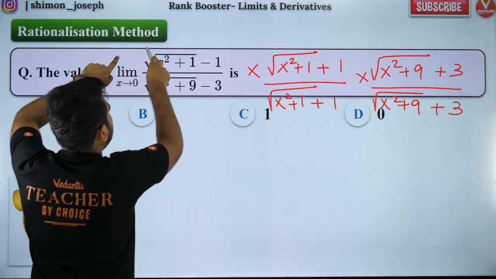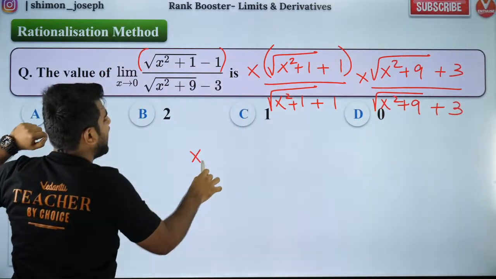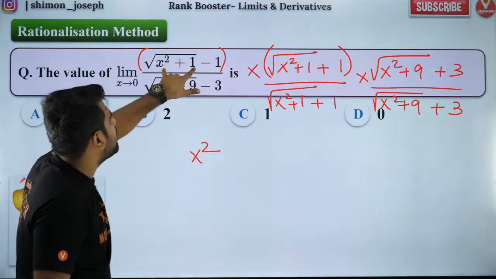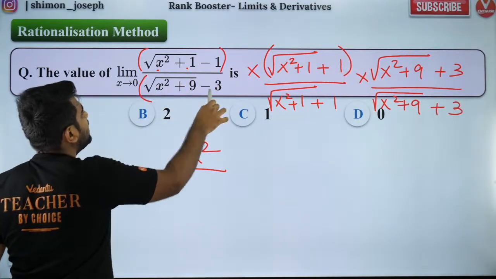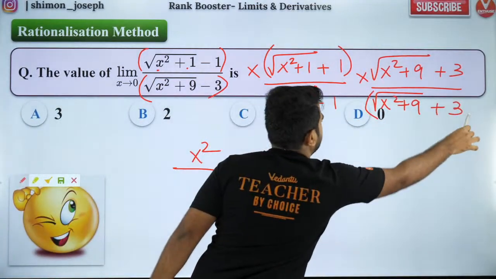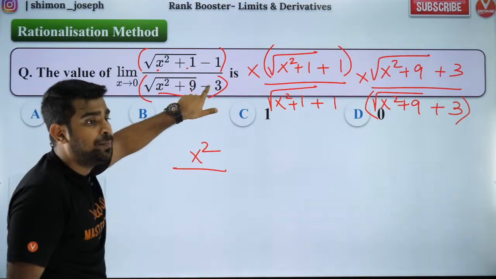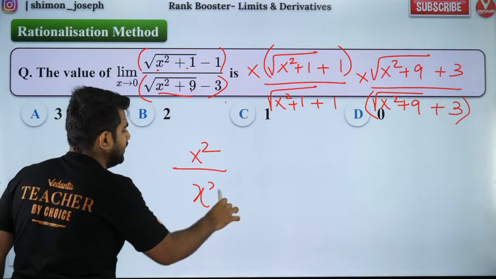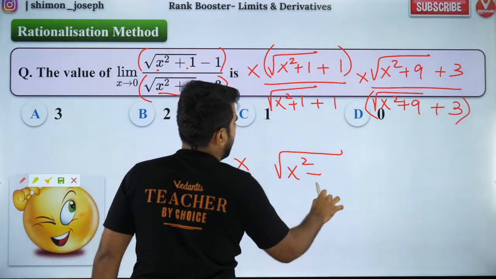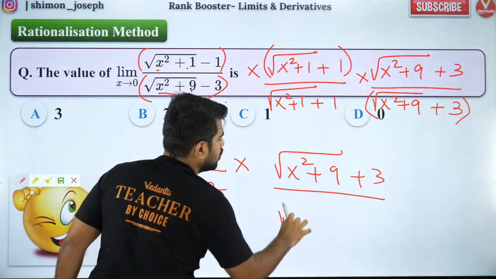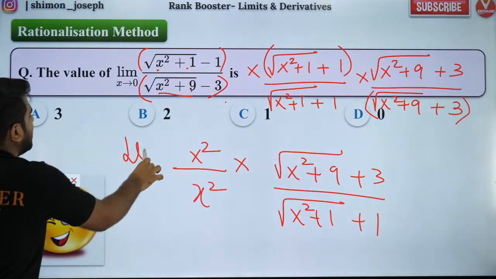The numerator will become what? A minus b into a plus b, which will be a square minus b square. So it will be x square only, because x square plus 1 minus 1 square, so 1 and 1 will get cancelled. It will be x square. Now denominator, a minus b into a plus b will be a square minus b square. So it will be x square plus 9 minus 3 square, which will be x square only. So what else is left out? You will be left out with root of x square plus 9 plus 3 divided by root of x square plus 1 plus 1. So this is the quantity left out, and we have limit x tending to 0.